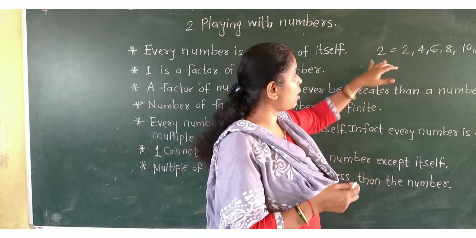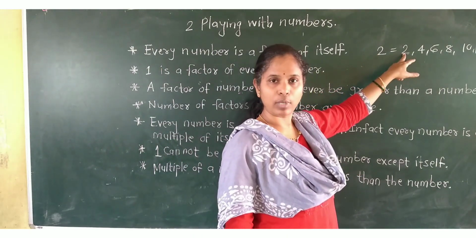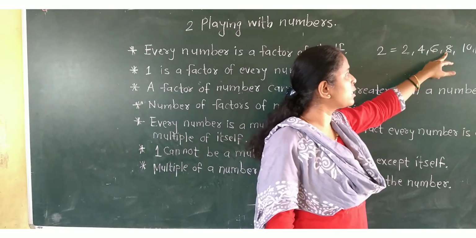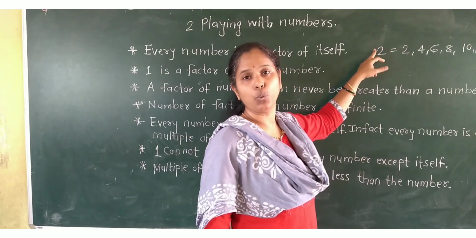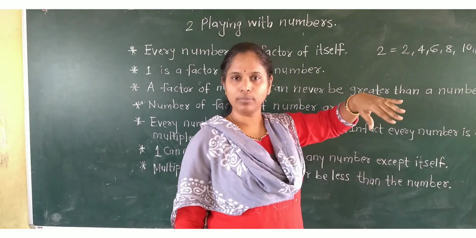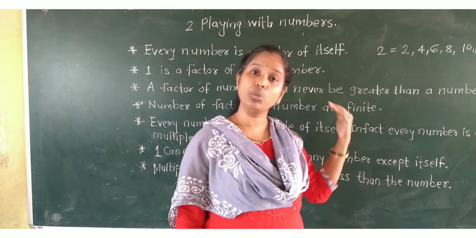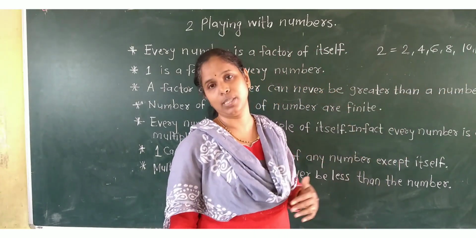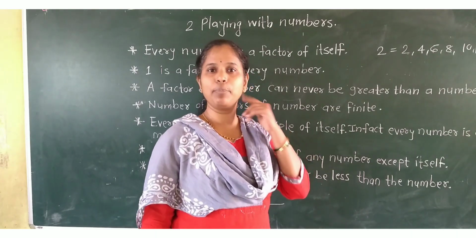Means, and here see now, 2 is a factor of number 2 also, number 4 also, 6 also, 8 also, 10 also, 12. Means all these numbers we can divide by 2. So 2 is a factor of these numbers, and these numbers which come in 2's table are called multiples. Okay. So understood the difference between factors and multiples.